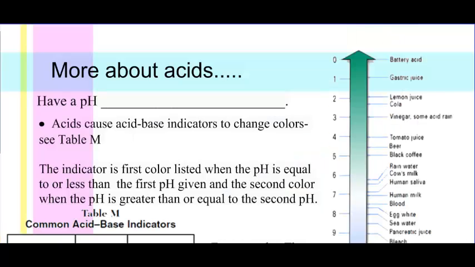On the pH scale, acids have very low pHs. They have pH values less than 7. And it's important that you know the lower the pH, the stronger the acid.